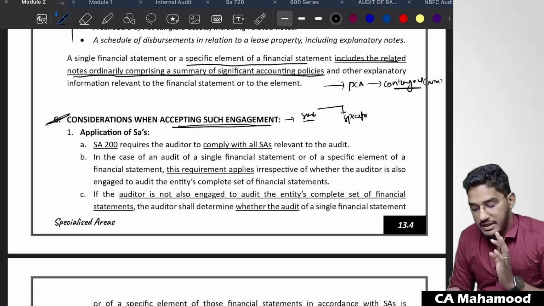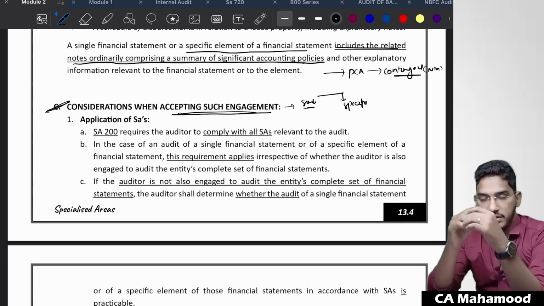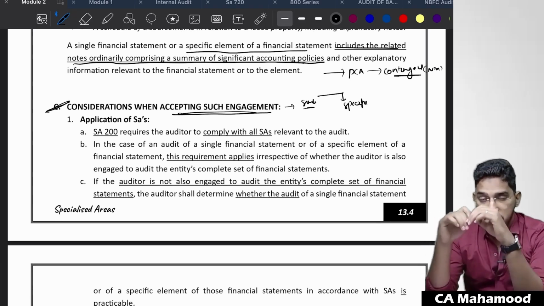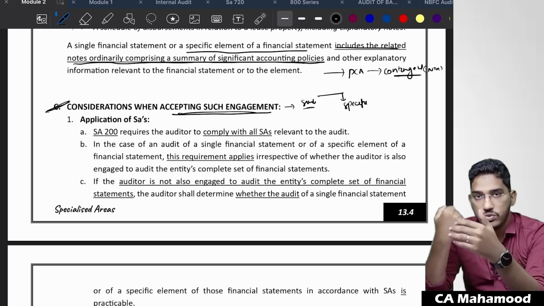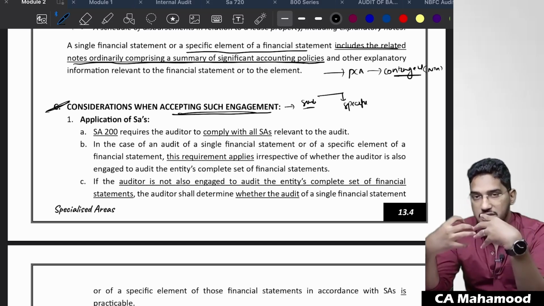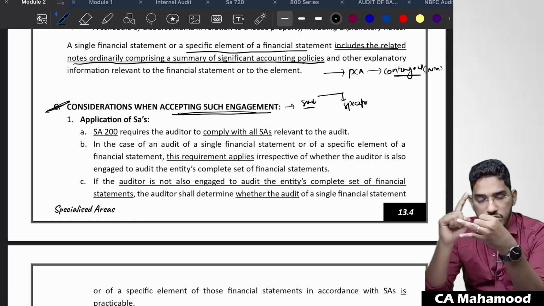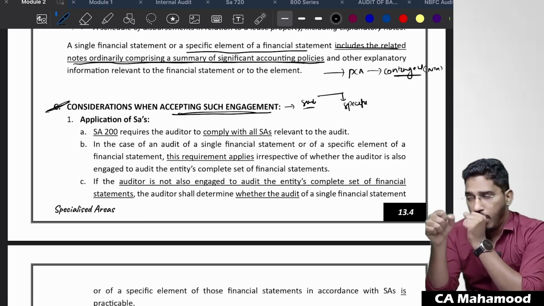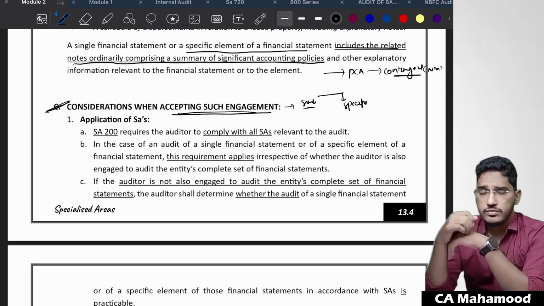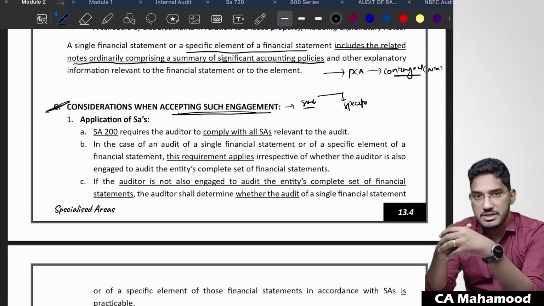So in case the client is approaching you and asking you to do the audit of a single financial statement, or of a specific element, account or item of the financial statement, now you have to take a decision as a chartered accountant. Should you say yes to that engagement or should you not? That is going to depend on some factors. So what points are you going to keep in mind in taking that decision whether to accept such an engagement or not?